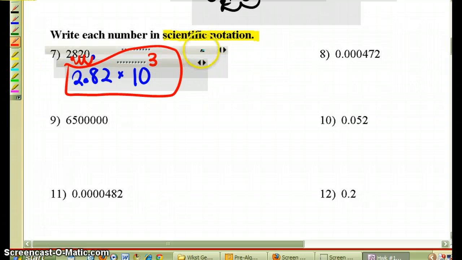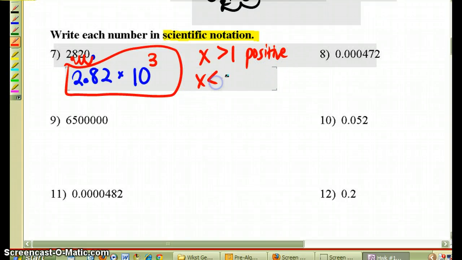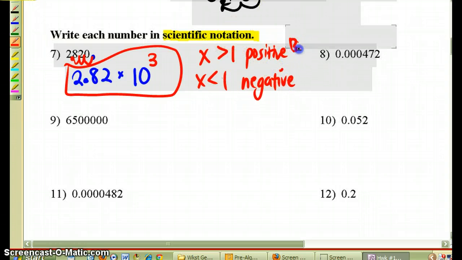So if the number is greater than 1, if x is greater than 1, then I use a positive exponent. If it's less than 1, then I'm going to use a negative. Whole numbers, big numbers, positive for big numbers, negative for small numbers.